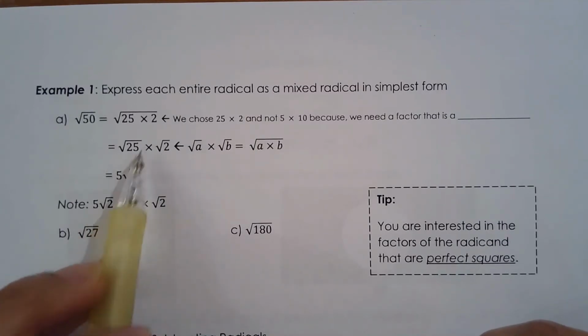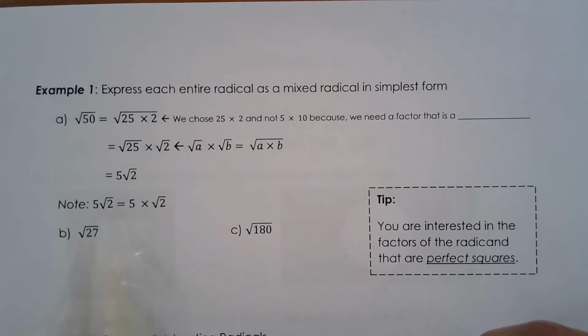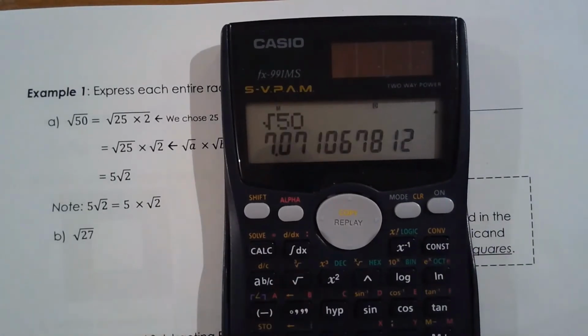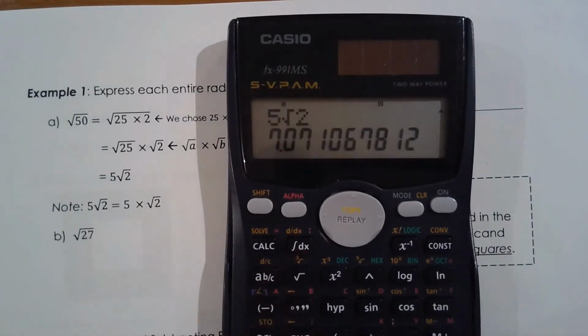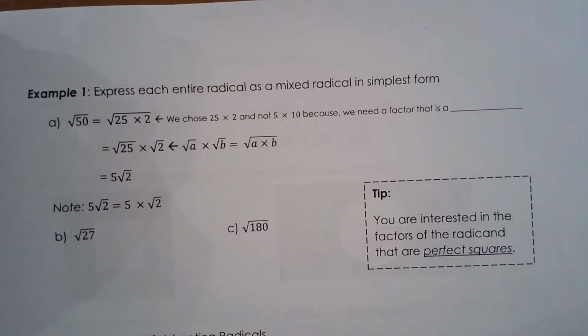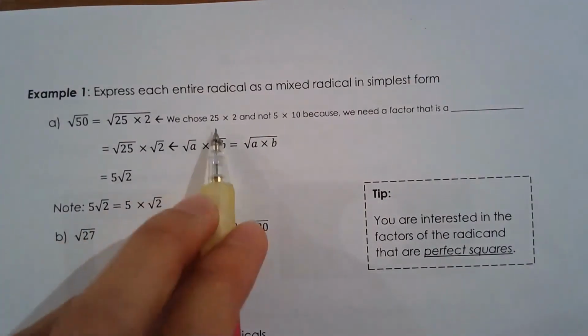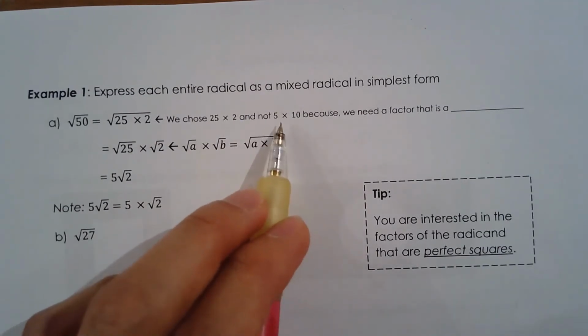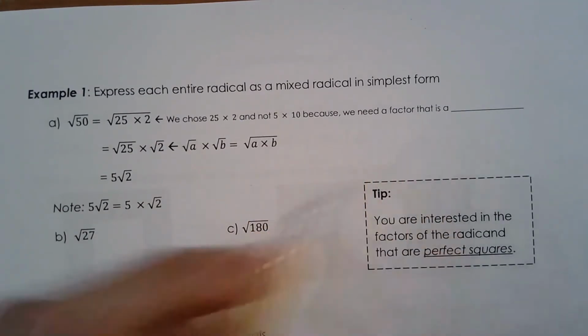If you're allowed to have a calculator on the test, you can check root 50 and 5 root 2, so you're very confident that's correct. We chose 25 and 2, and not 5 times 10, because we need a factor that is a perfect square.